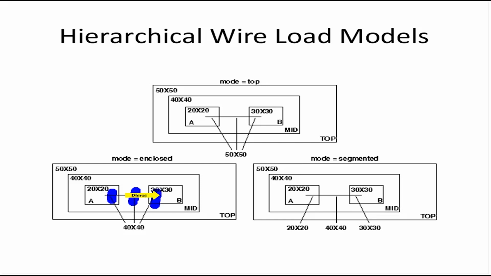So it will choose the wire load model to be 40 cross 40 if the mode is enclosed. Again, for the segmented one, it will choose 20 cross 20 for this segment of the net. For this segment, it will choose 40 cross 40, and 30 cross 30 for this segment. So first, you choose what the wire load model is. Usually it will be area based or fan-out based. And second, you choose the mode.